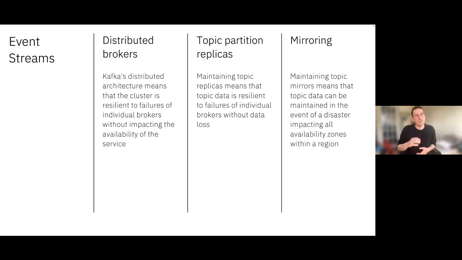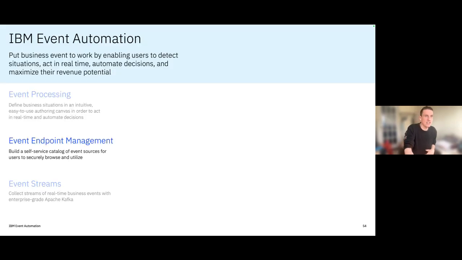And if your data is so critical and your service is so critical that you need to not only withstand individual disk failures or individual power loss, but you need to be resilient even to the extent of losing a whole cloud region, then mirroring is your way of maintaining that copy in a remote isolated region. So that covers event streams. Next, I'll move on to event endpoint management.